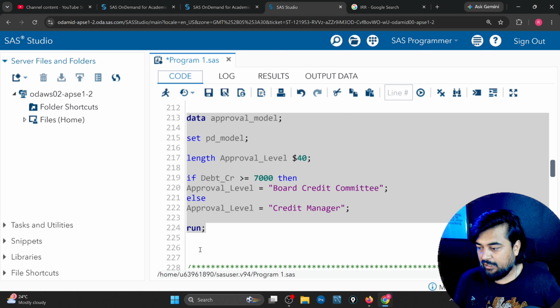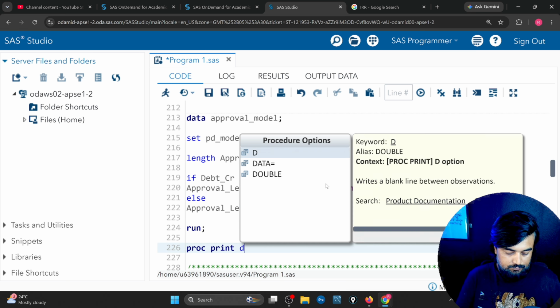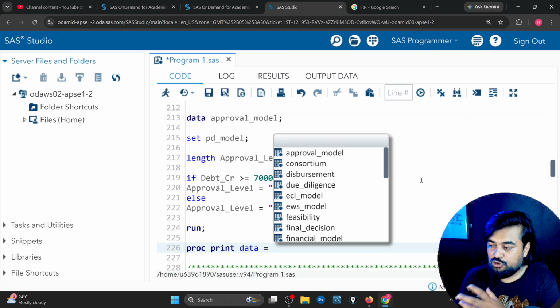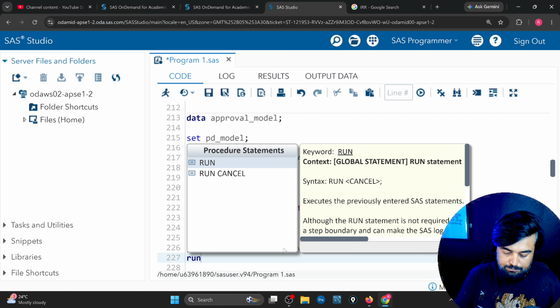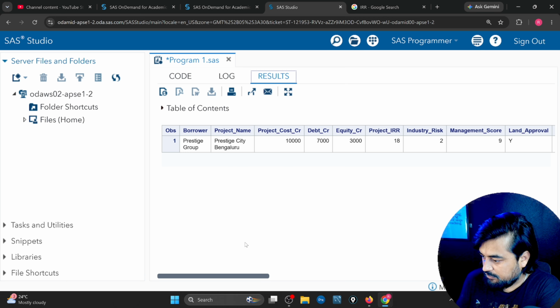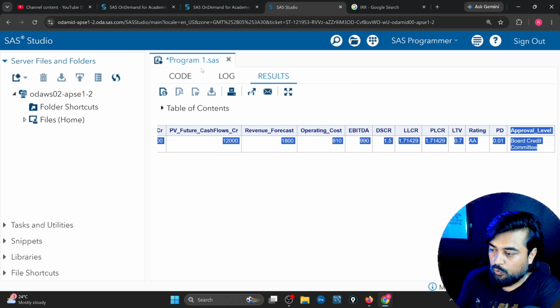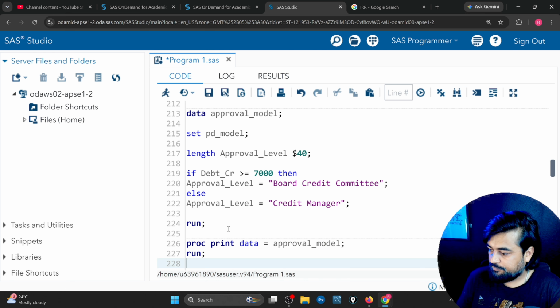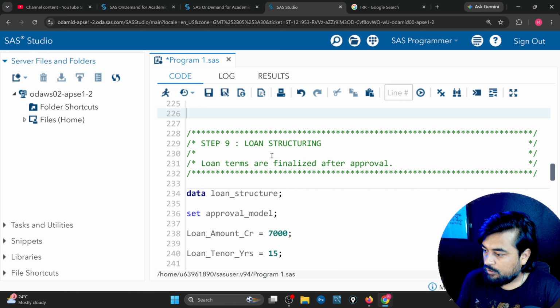Now the thing is, I'll just give a proc print, because without proc print it's only showing a limited number of variables, because I'm not printing the data set as of now. This is just the output. Now I will print the data set. So the output, shape, look, appearance, everything will change now. Okay. See, this is very structured. Now at the end, it should be having, yeah, you can see approver level. Okay. Approval level is done. I can remove the proc print. Understood, guys. Okay.